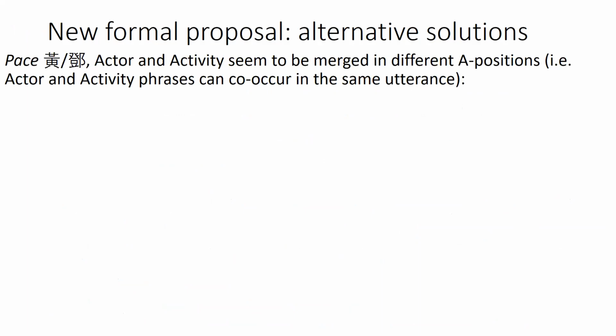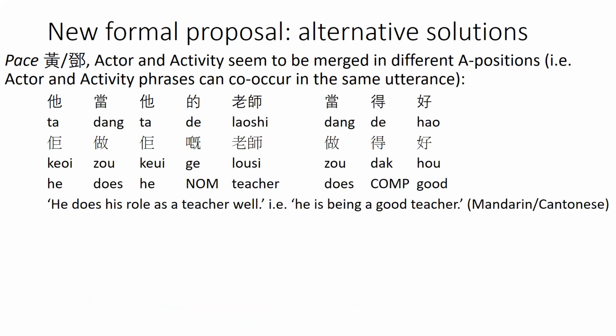My biggest concern regarding Huang and Tang's analysis is that there are examples where the actor and the activity seem to co-occur, and if they co-occur in the same utterance, they seem to emerge in different A positions. So for example, in both Mandarin and Cantonese, it's possible to say things like this: 他的老师当得好, or in Cantonese 佢嘅老師做得好.